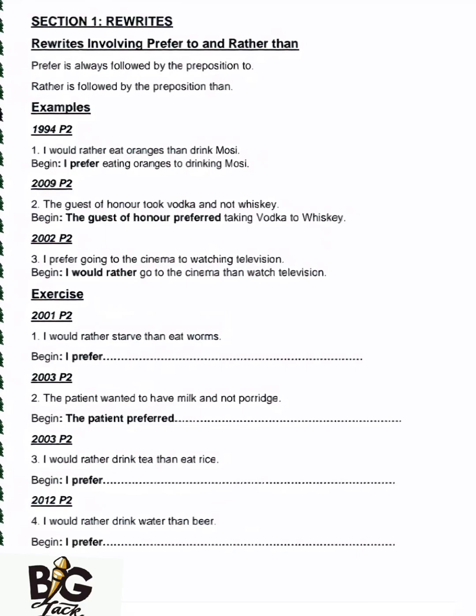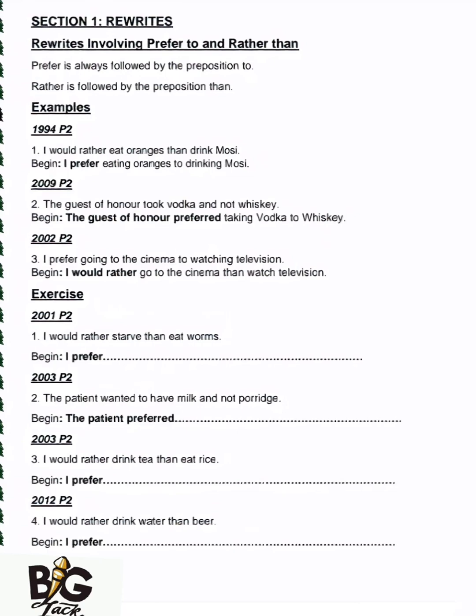Okay, so let me start with prefer. Prefer is always followed by the preposition to. So in your sentence, when writing using prefer, an examiner is expecting you to write to.